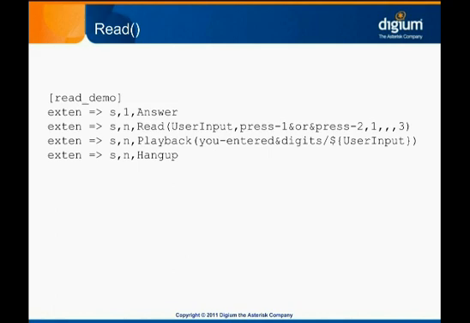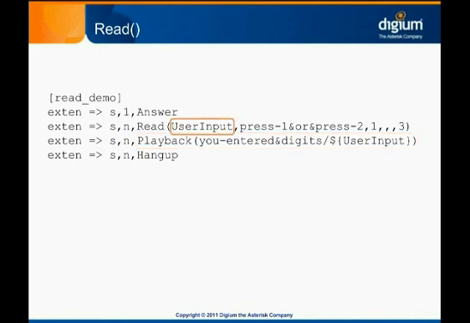Read has several configuration options, including playing a file similar to playback or background and specifying the maximum number of digits to record. In this example, we're accomplishing the same thing as in the background example from a moment ago. We prompt the user to press 1 or 2 and then play back to them their selection. However, the dial plan for this is more concise and we do it all in a single extension. Sometimes this is helpful.